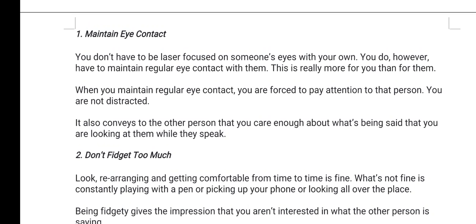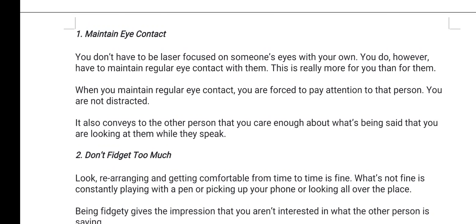When you maintain eye contact with the speaker, it shows your interest. If you look here and there and if you do not maintain eye contact with the speaker, that means you are not interested. Now, maintaining eye contact does not mean that you have to stare at the speaker. No, but you need to maintain a regular eye contact with the speaker or with the people you are interacting with. So that's how you can practice active listening.